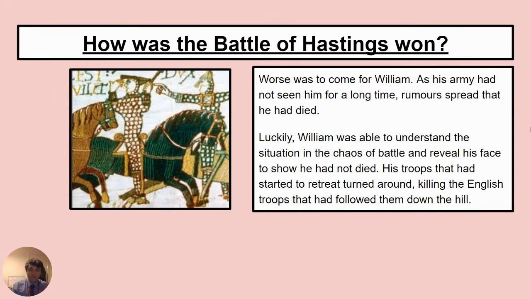Now, worse was to come for William. His army hadn't seen him for about half an hour, and rumours started to spread. His side started to panic. The army panicked that he had died. And luckily, William was able to understand this situation in the chaos of battle, and he was able to reveal his face. Don't forget, he'd had it covered because of the armour. He revealed his face to show he had not died. He was still alive. Some of his troops had started to retreat down the hill. They thought that the battle was over. Once they saw this news, they turned around, and they killed a few of the English troops that had followed them down the hill.